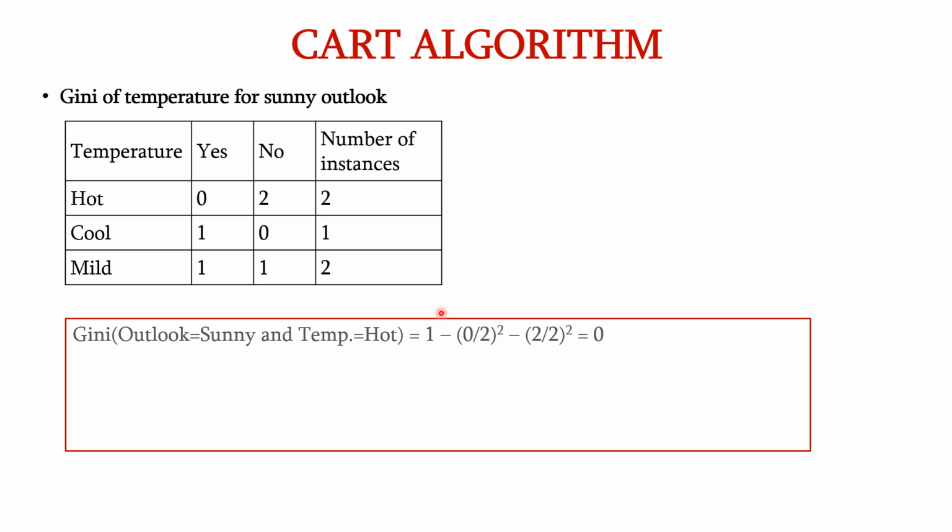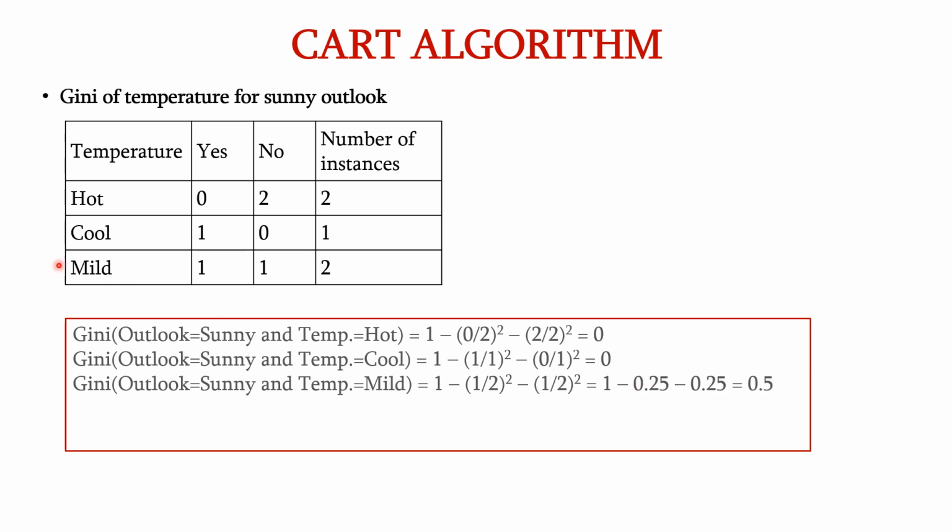Now let us find the Gini index for each of these values. For hot, the Gini index is 1 minus the number of yes instances, 0, divided by the total number of instances of hot, that is 0 by 2 whole square, minus for no it is 2 by 2 whole square, and the answer is 0. Next for cool it is 1 minus, for yes it is 1 by 1 whole square and for no it is 0 by 1 whole square, and the answer is 0. Next for mild it is 1 minus 1 by 2 whole square for yes and 1 by 2 whole square for no, and the answer is 0.5.